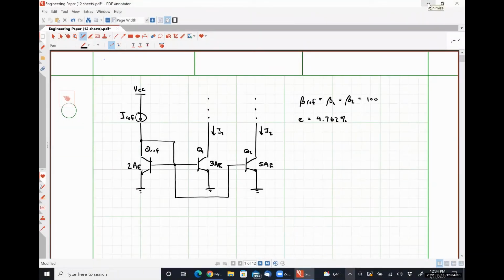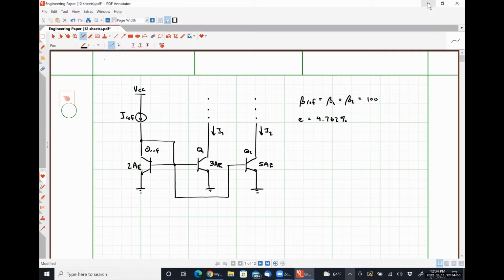Where we finished off at the end of last class was we had analyzed this NPN BJT current mirror and found that with beta equal to 100 for all of our transistors, we saw an error of 4.762%. So our copy currents I1 and I2 were ballpark 5% lower than we expected them to be. So what we're going to kick things off with today is talking about how to mitigate that error.